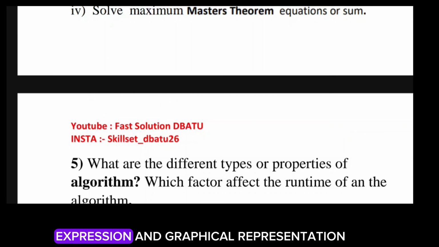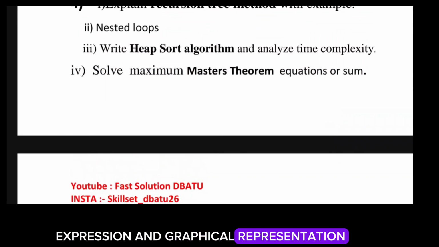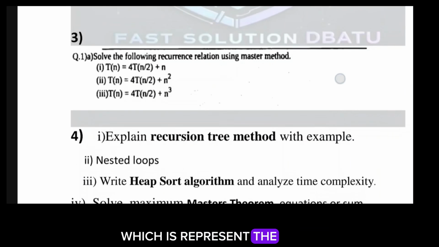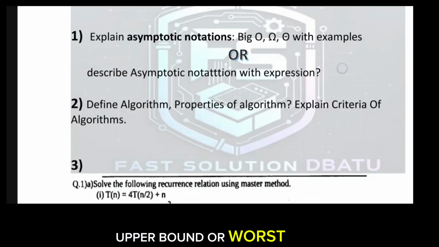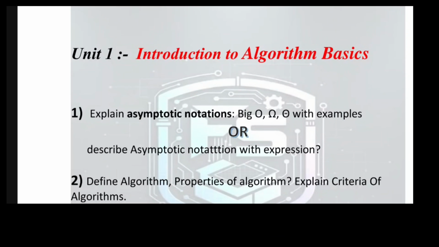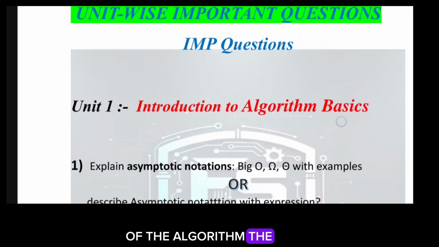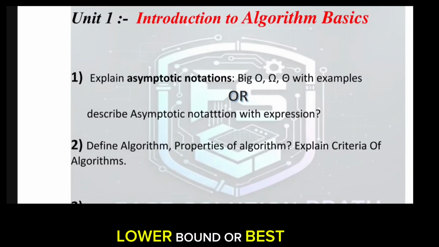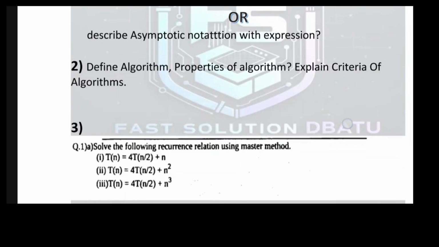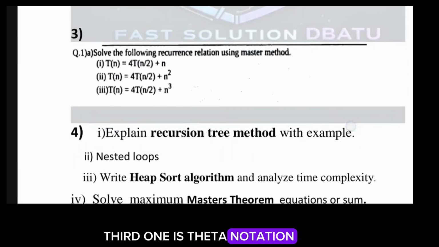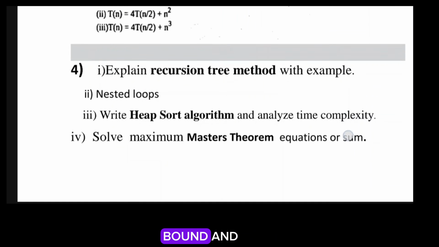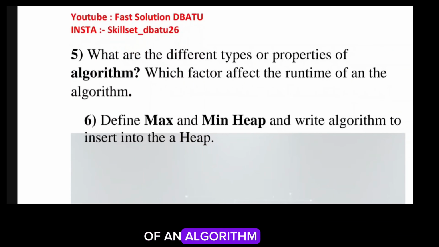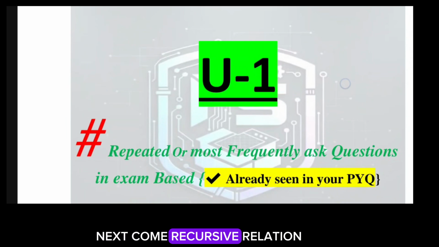You should be able to explain the three main asymptotic notations along with their mathematical expression and graphical representation. First is big O notation, which represents the upper bound or worst case complexity of the algorithm. The second one is omega notation, which represents the lower bound or best case complexity. Third one is theta notation, which represents the tight bound and is generally used to describe the average performance of an algorithm.